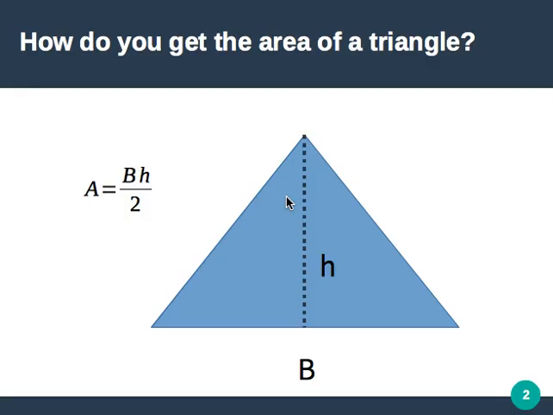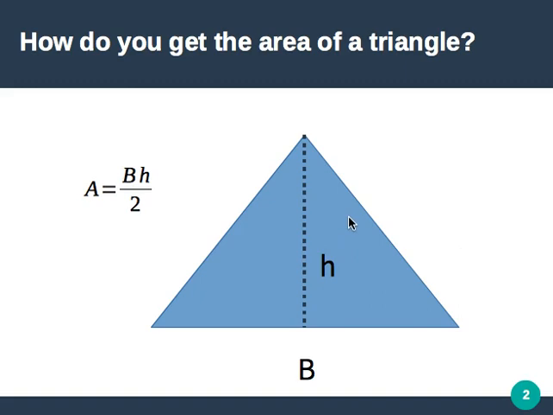Well, let's get back to the basics. How do we get the area of a triangle? The area of a triangle is pretty much the same as the area of a rectangle, base times height. But you notice that the triangle is just half a rectangle, so all you have to do is divide the area of a rectangle by two, and that's going to be the area of a triangle. It's base times height divided by 2.